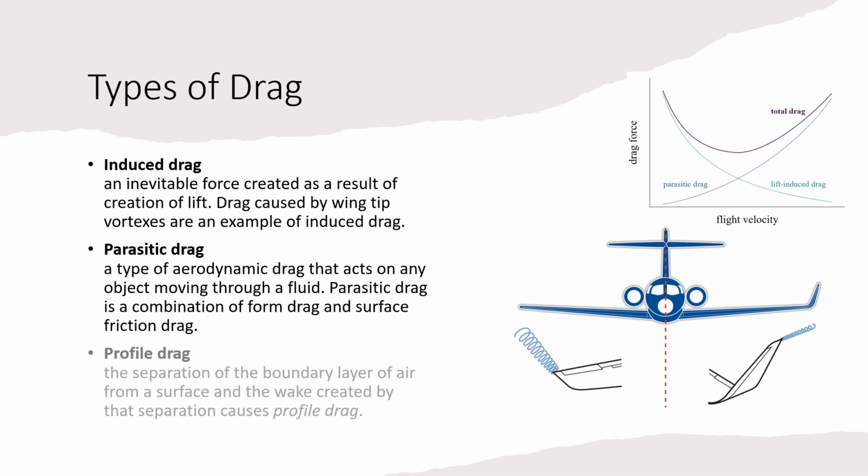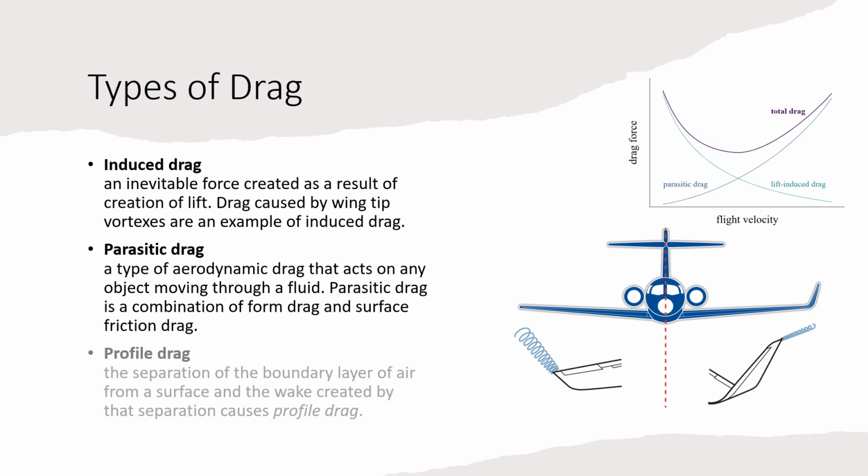Finally, there is profile drag. This is where air separates from the surface over which it's flowing and creates its own turbulence wake. This happens at slow speeds on the upper surface of an airfoil and can stop the wing flying in stall conditions.